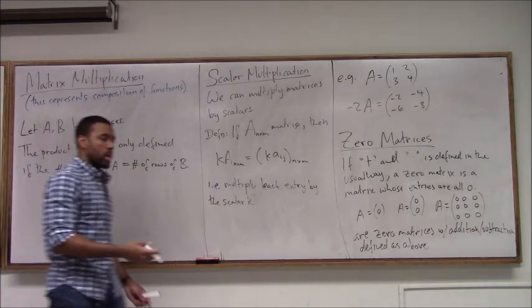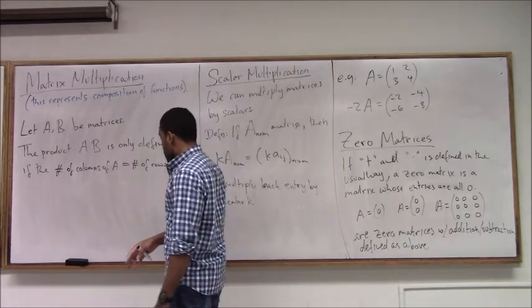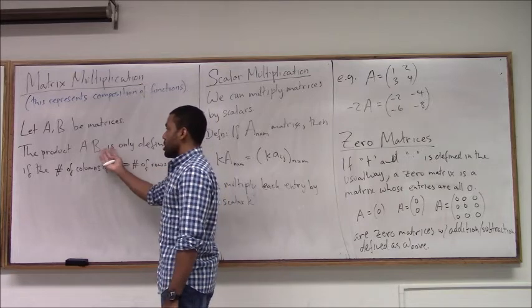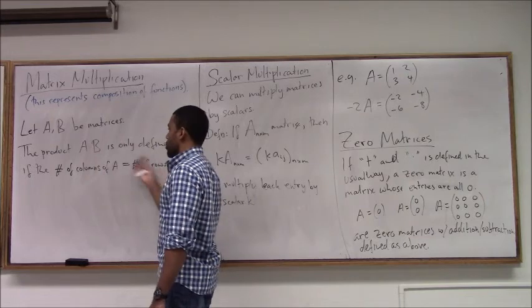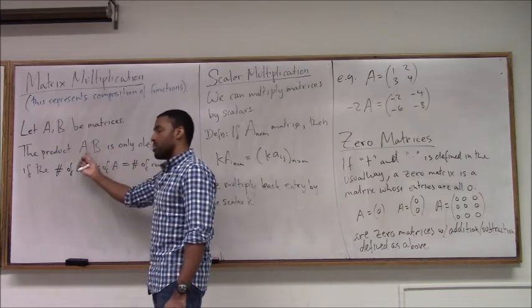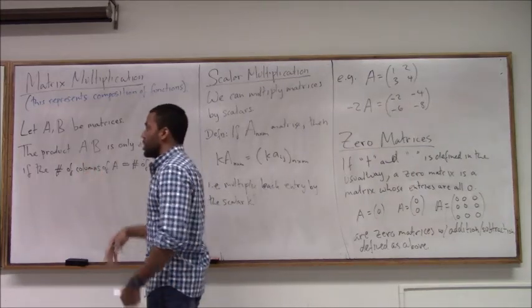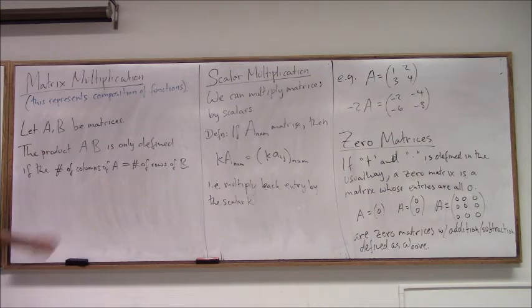This multiplication will not make sense at any other time, and that's because the number of rows is giving you the output of B, and the number of columns is giving you the input of A. So the number of output dimensions from this guy has to be equal to the number of input dimensions from that guy, which means the number of rows here must be equal to the number of columns there, and that is the only way this product will be defined, because it's modeling composition.